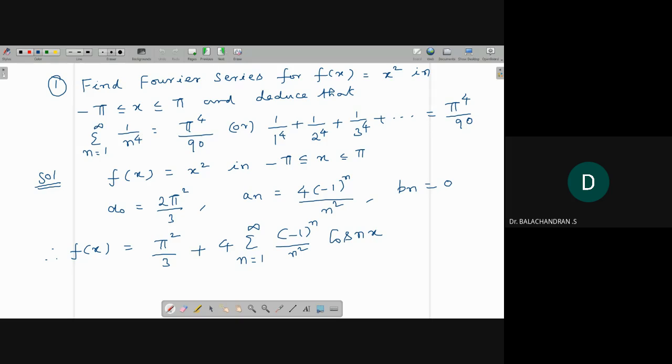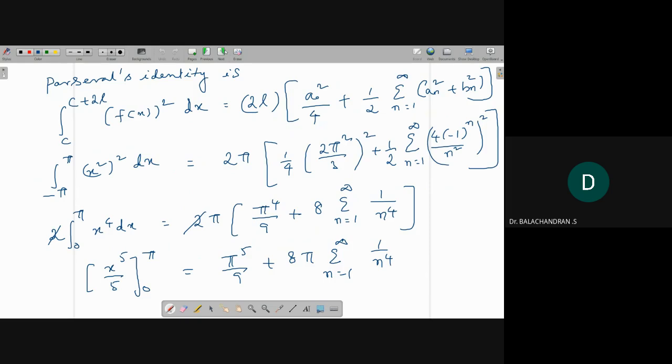I think Vishal also told that we can use Parseval's identity here for the cosine series. I think if we use the cosine series, we will get the answer correctly. I'm not checking, but my guess is we will get the correct answer. Please verify, Vishal. You can tell tomorrow.